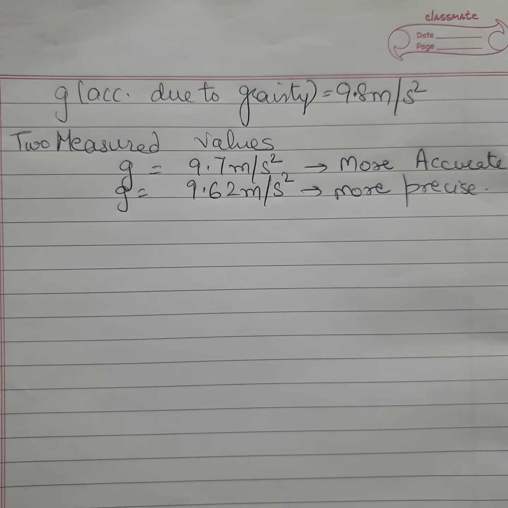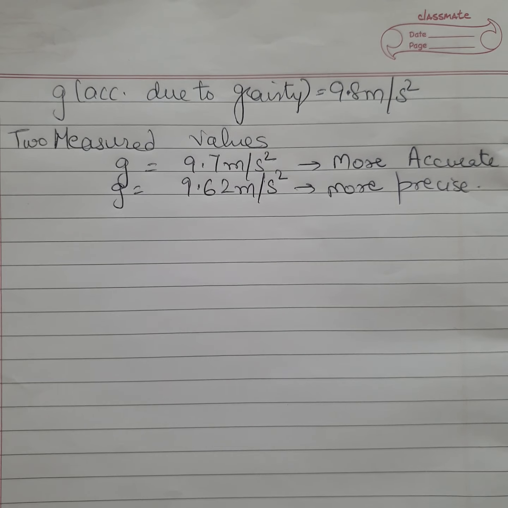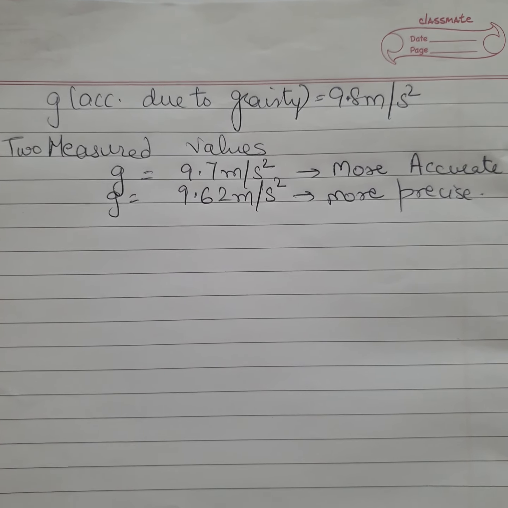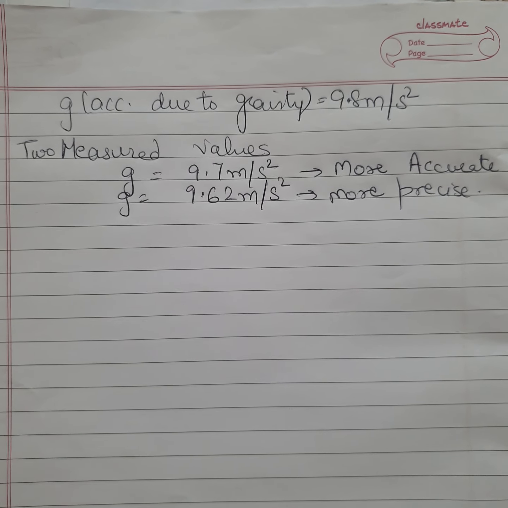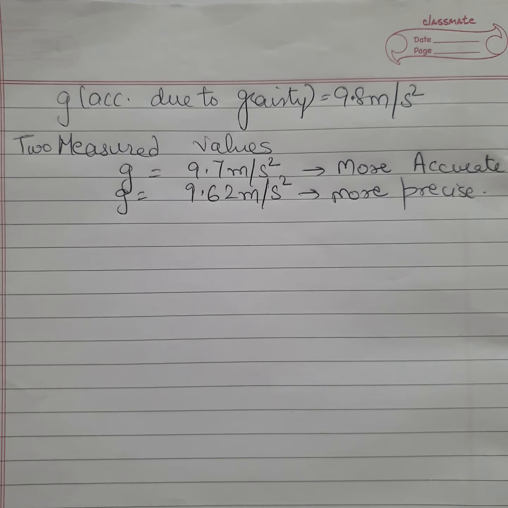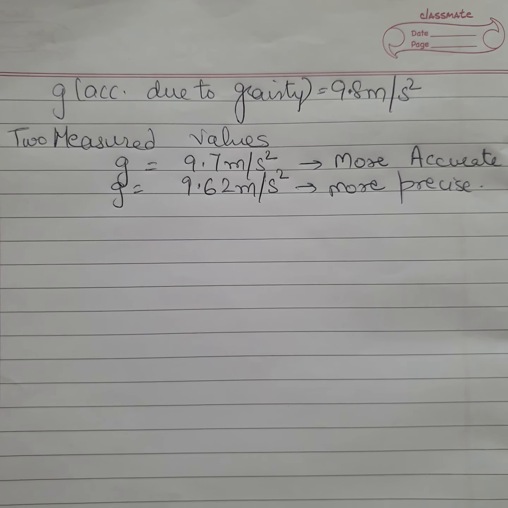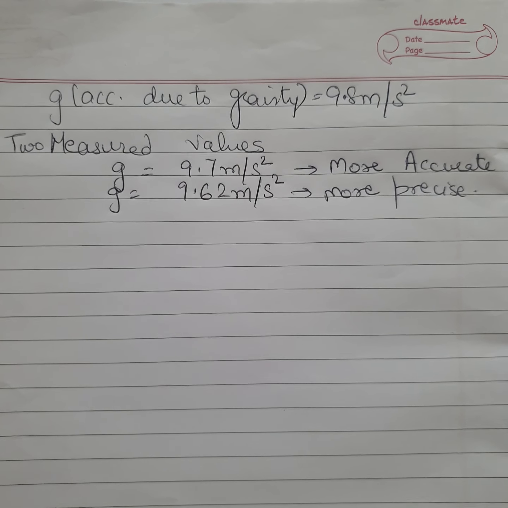Let us take an example. You know that the true value of acceleration due to gravity is 9.8 meter per second square. Two students perform the experiment to find the value of g. One student measures the value as 9.7. Another student measures the value as 9.62.